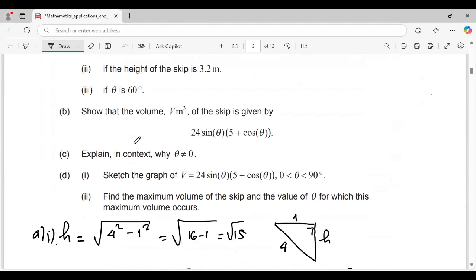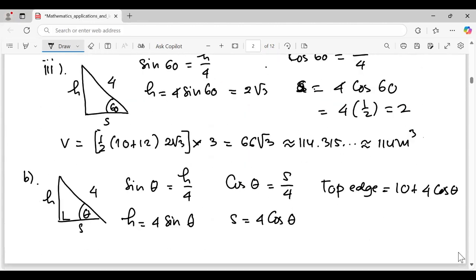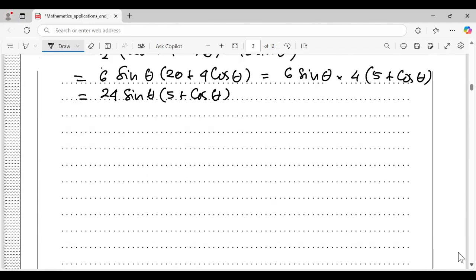Save with this expression. Explain in context why theta not equal 0. Theta should be not equal 0. It cannot equal 0.